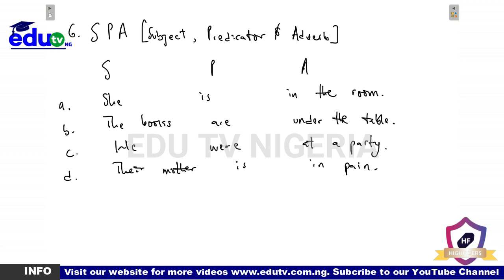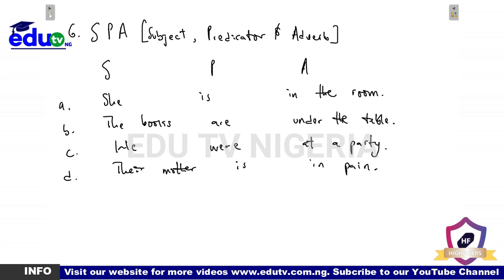Now, what are the things you should note about this pattern? Take note that the predicator here is mostly regarded as a locative verb. Now, what do I mean by locative verb? This is because most of the adverbs show the location of the subject. Yes, most of the adverbs that we have in this pattern actually show the location of the subject. Do we get it? Yes.